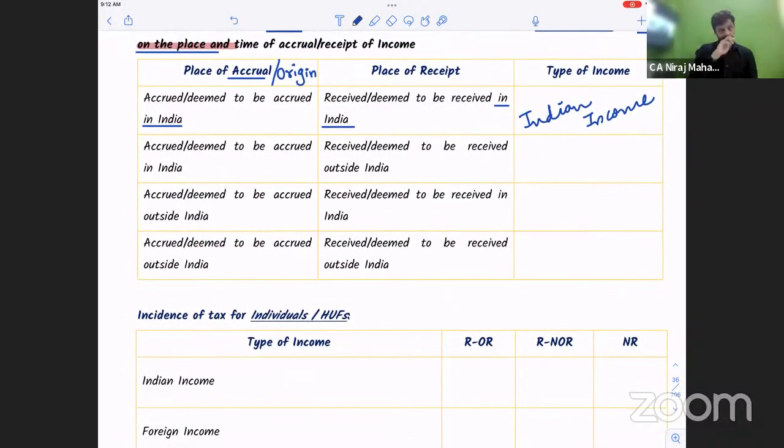Second case, what do you see? Accrued or deemed to be accrued in India. What is the place of origin? India. But you sent the money outside India. It can be the reverse way also. Earned where? In India. Sent where? Outside India. It is still Indian income because the origin is India. Good.